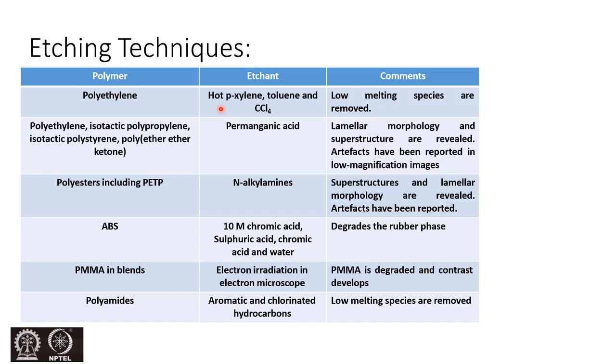Then for the lamellar morphology and superstructure, if you want to reveal it from a material, we use etching with permanganic acid. With the help of permanganic acid we can etch the polymer, and then the artifacts will get removed, and we'll get a better morphological image of the sample. So likewise, we have different etchants for the different polymers to get better images.